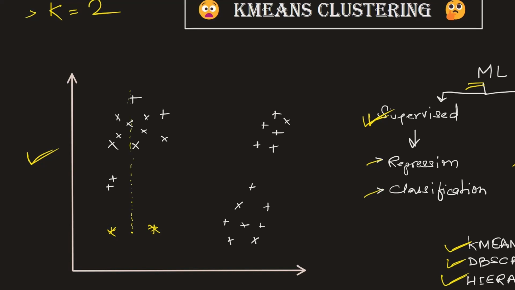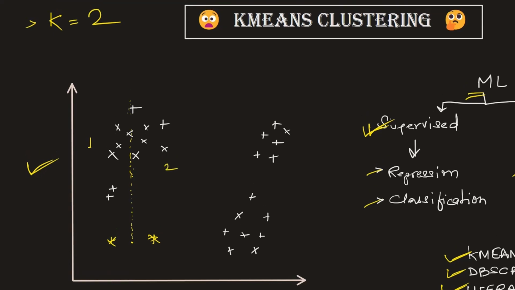Let's say that all the data points to the left of this boundary will be assigned to the first cluster, and all the data points to the right side of this boundary will be assigned as second cluster. So we are done with the third step, which was assigning clusters to these data points. Now the fourth step would be to move our centroids. Now how do we move it?